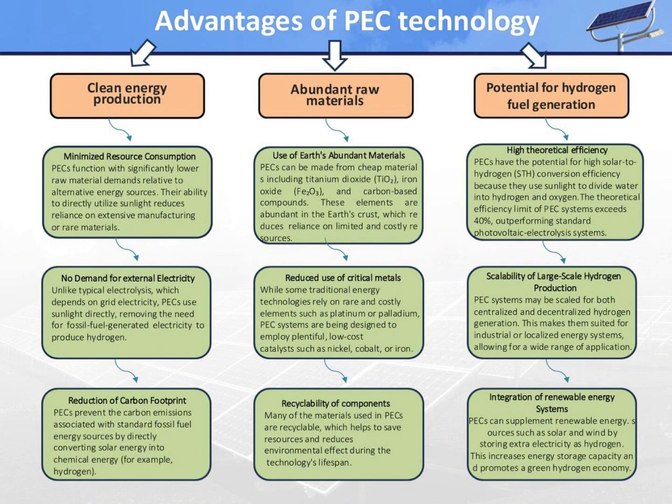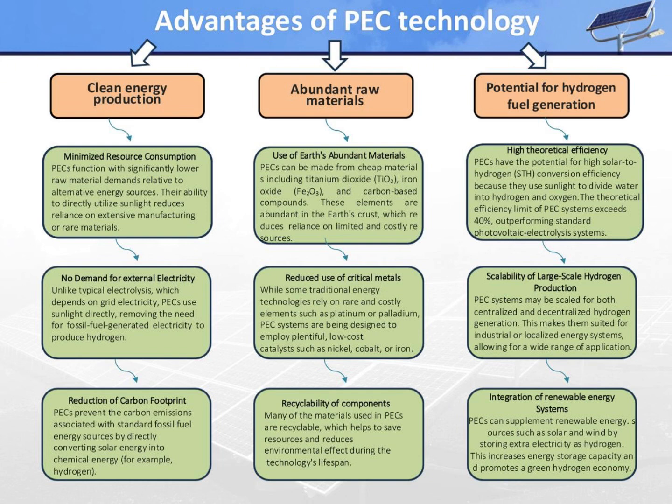Second, PEC technology leverages abundant raw materials. It uses inexpensive materials like titanium dioxide and iron oxide, which are widely available in Earth's crust. Additionally, it avoids reliance on rare and costly material using low-cost catalysts like nickel or cobalt. Many of its components are recyclable, which further enhances its environmental sustainability.